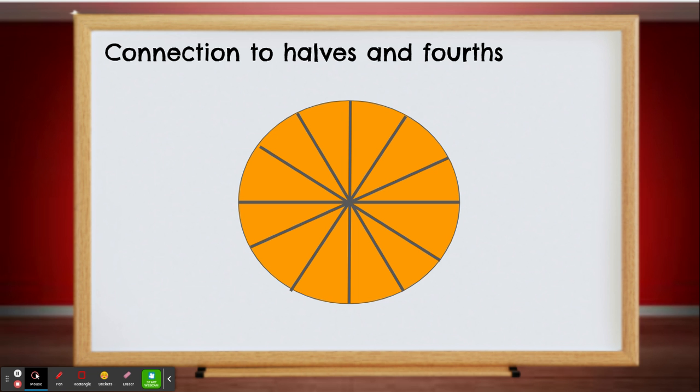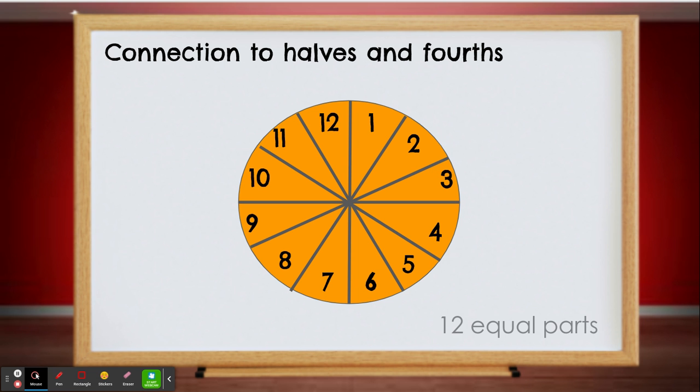Oh, I think I'm going to stop right there. Wow, look how many parts I was able to break this whole circle into. Let's count how many parts I see. 1, 2, 3, 4, 5, 6, 7, 8, 9, 10, 11, 12. There are 12 equal parts to this circle.